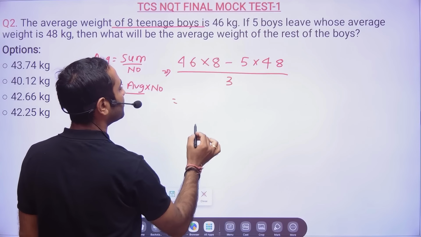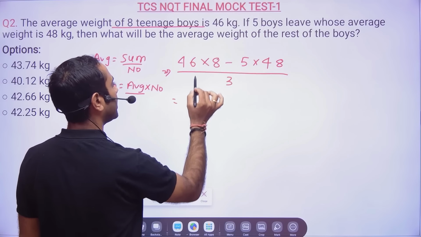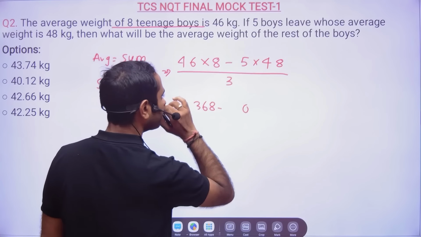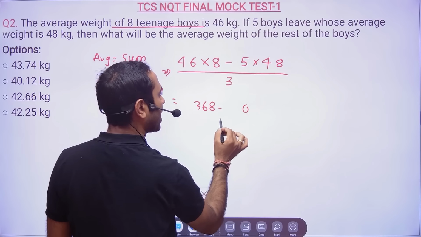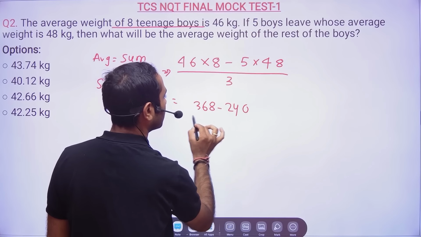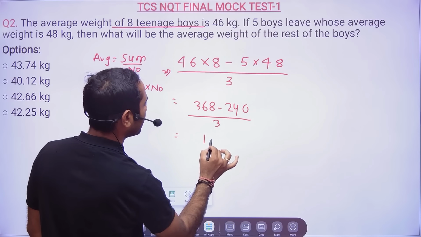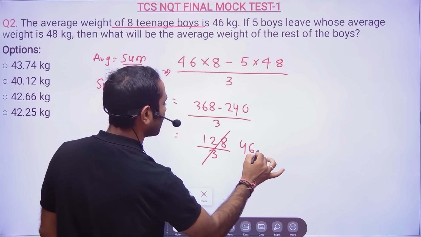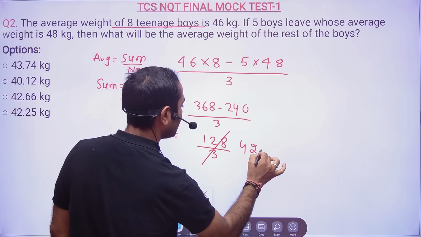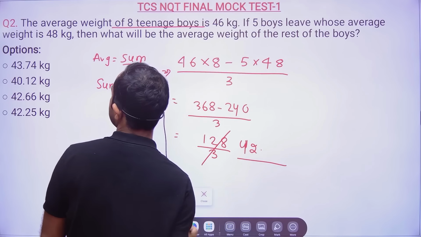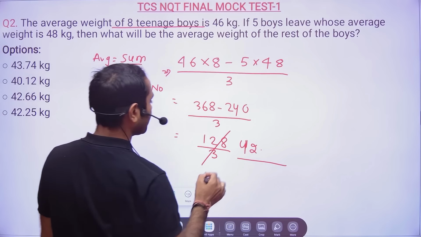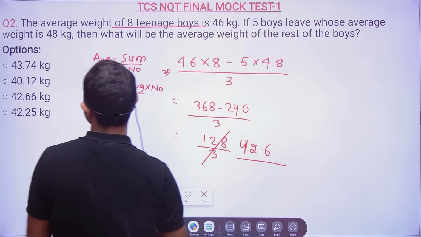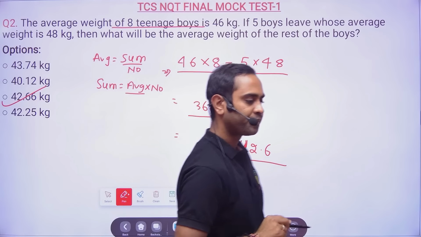So 8 6s are 48. So 8 4s are 32 and 36, minus 5 8s are 40. 5 8s are 40 and 5 4s are 20 plus 4, 24, right? Divided by 3. So it will be 128 divided by 3. 3 4s are 12, 3 6s are 18, 3 2s are 6, 42 point something. Is there any option starting with 42? Okay, so there are 2 options. So 3 2s are 6, 20, again 6, so 42.66. Option C will become the correct answer.